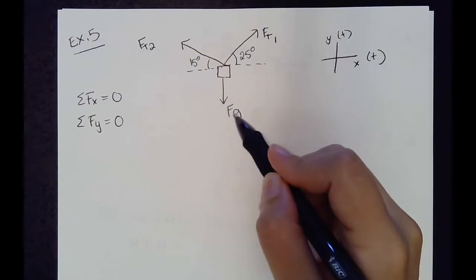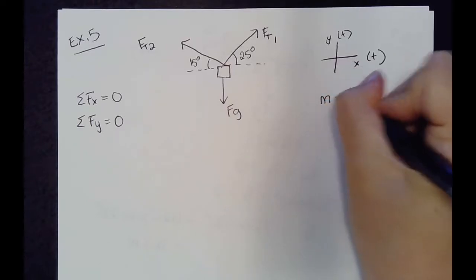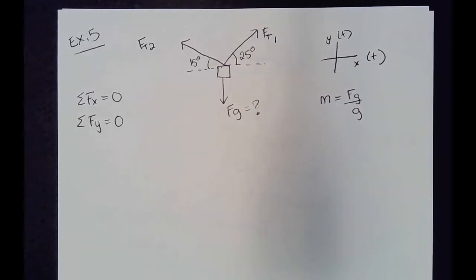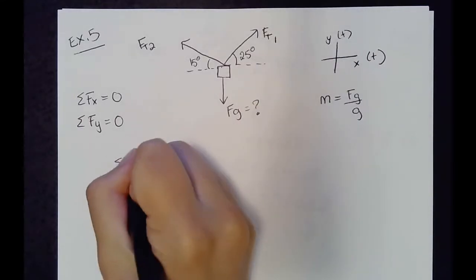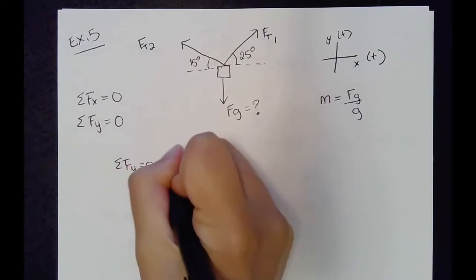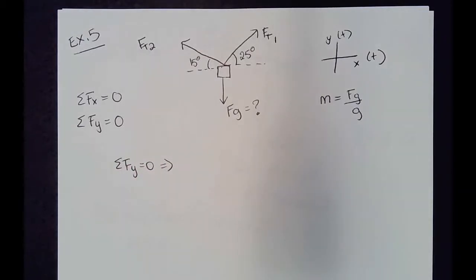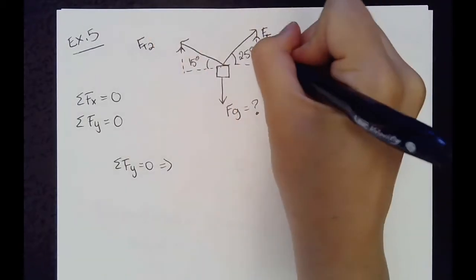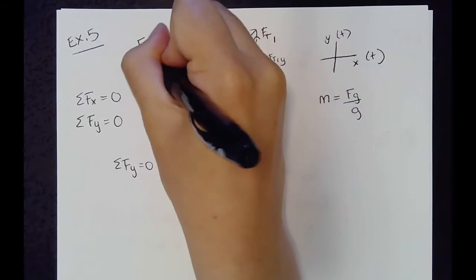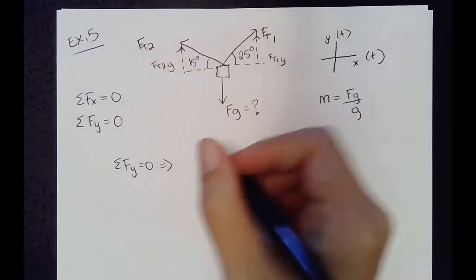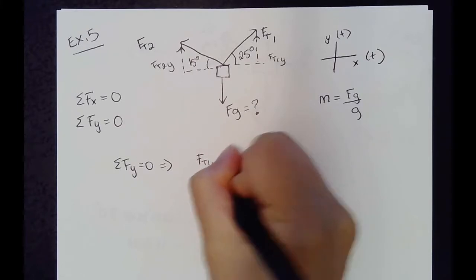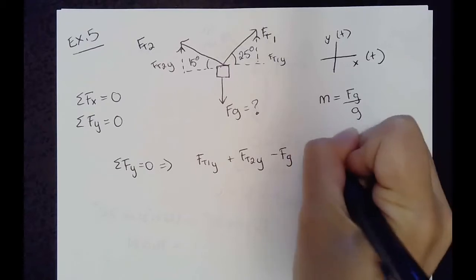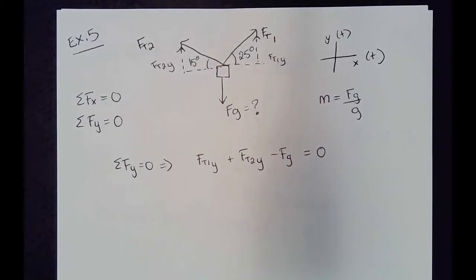Let's say we go to find the weight. We're looking for the mass, so eventually we're going to do m equals Fg over g. So this is our first unknown. And it's in the y direction, so let's start with the y direction. When I do this, I have two vertical components of the forces here and here, the two y components of the tensions, Ft1y and Ft2y. So we have Ft1y plus Ft2y minus Fg equals 0, since Fg is down.